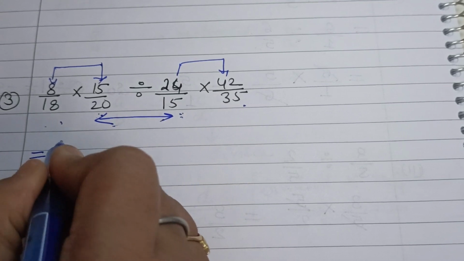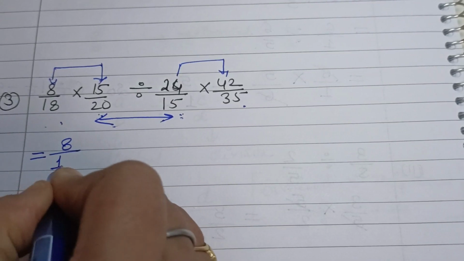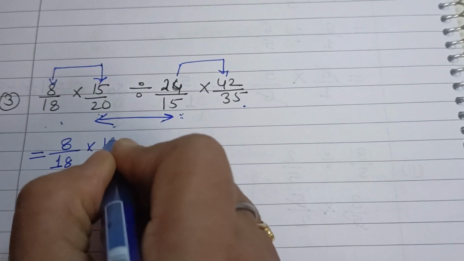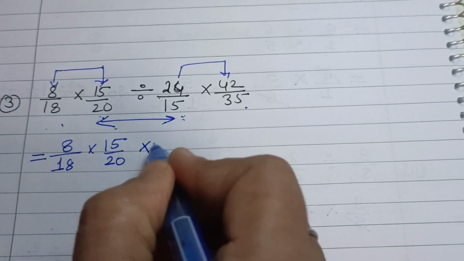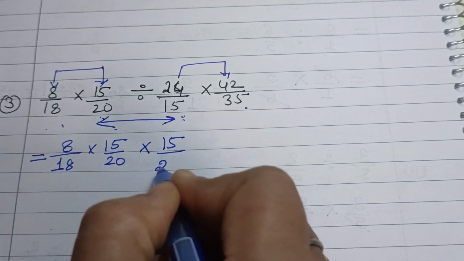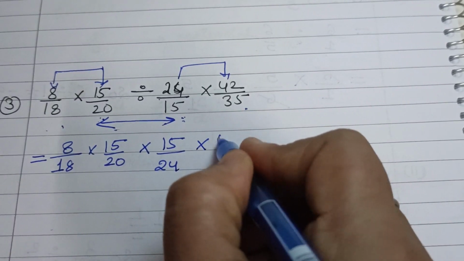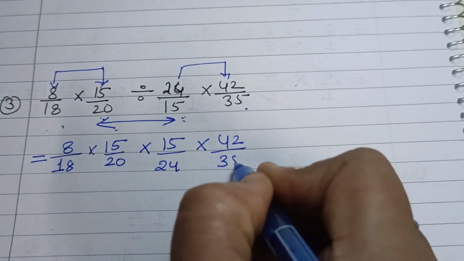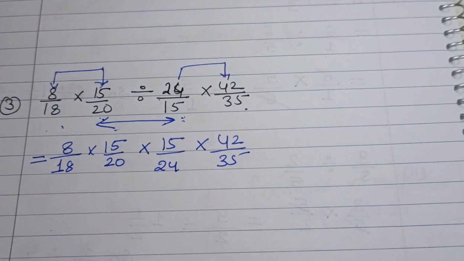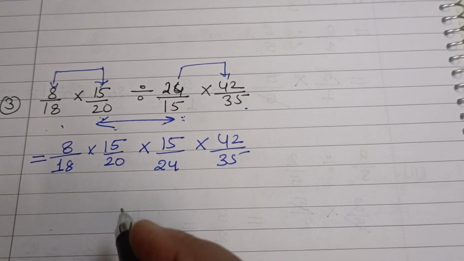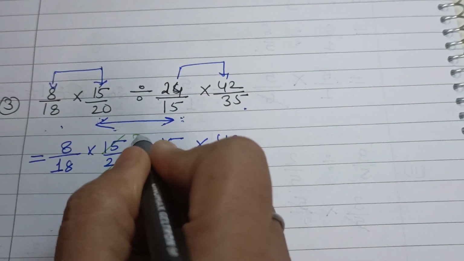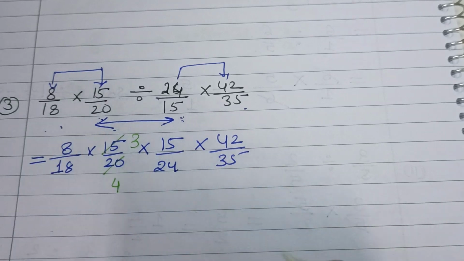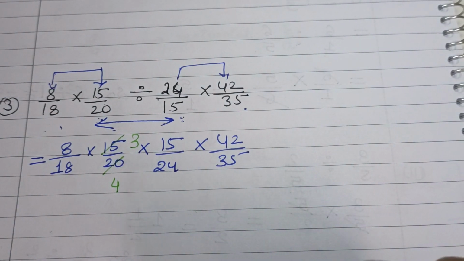So write down 8 upon 18 multiplied by 15 upon 20. सबसे पहले डिवीजन सॉल्व करते हैं, तो it will become 15 upon 24, then multiplied by 42 upon 35. अब wherever possible, do the cutting. The very first cutting is possible with this 15 and 20, 3 times and 4 times. By 5 both of them are divisible.